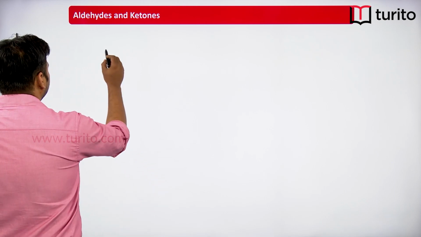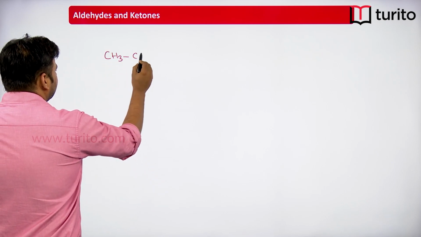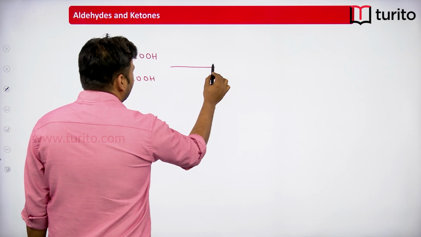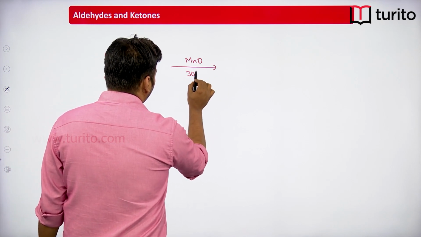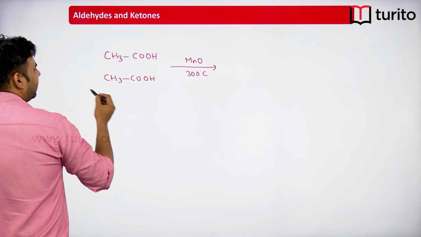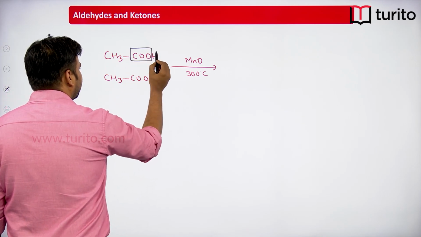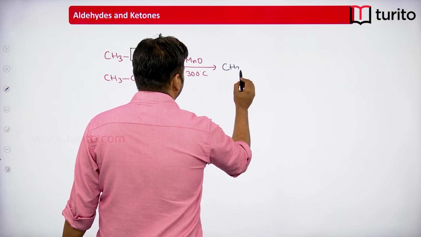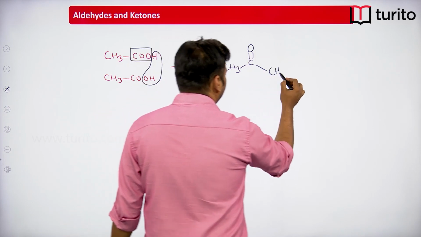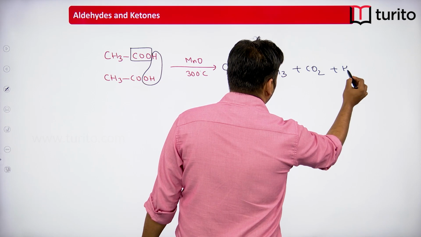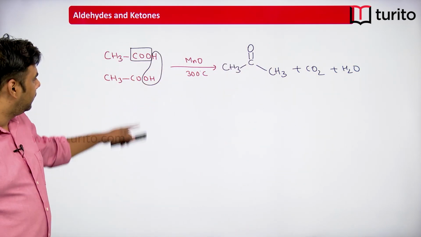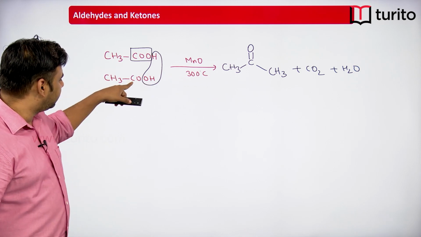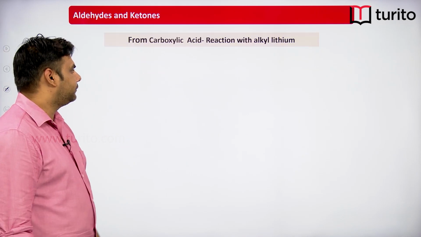Similarly, we can also carry out the reaction with acid. So when you take a carboxylic acid and heat it with MnO at 300 degrees Celsius, CO2 is evolved from here and water goes out from here, and we are going to form acetone. Okay, we form acetone in this particular case. So when you heat an acid in presence of MnO, CO2 is expelled out, water is expelled out, and this group gets attached to this carbonyl carbon, and we form an acetone molecule.